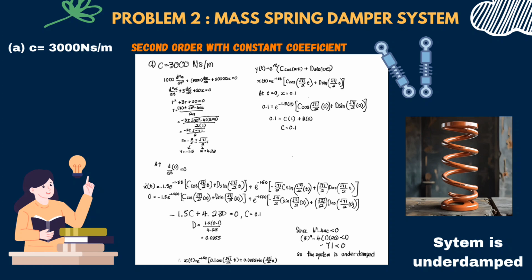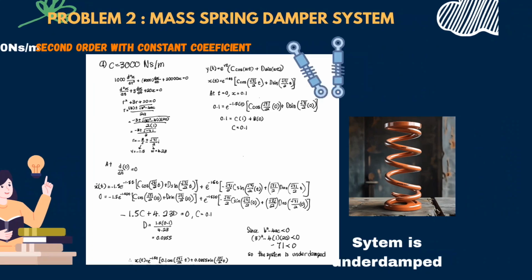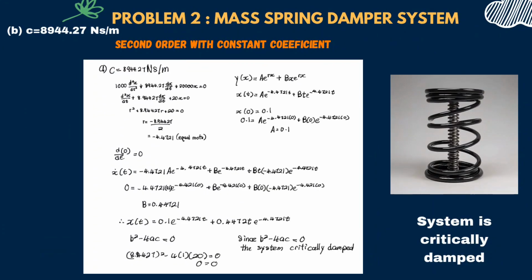For the initial condition of ds/dt, we need to derive the general equation of complex roots first. After we find C and D, we substitute into the general equation of complex roots, and we find the final answer. Since b squared minus 4ac is less than 0, the system is underdamped. Case B follows the same steps as case A, but this time the roots are equal roots. So we use the general equation of equal roots to find A and B, and we also get the final answer. Since b squared minus 4ac is equal to 0, the system is critically damped.